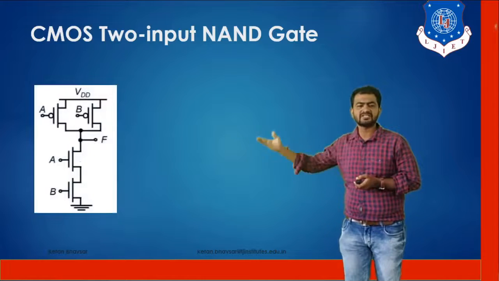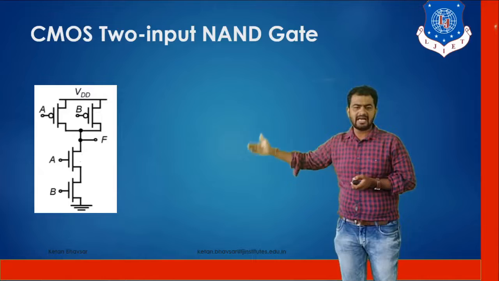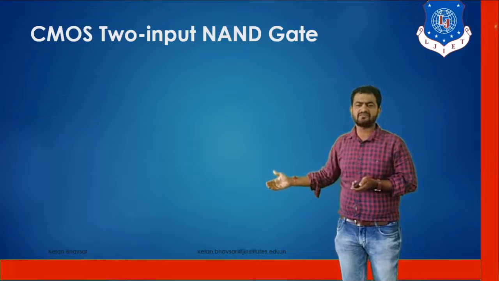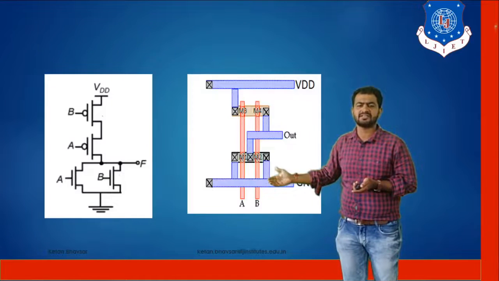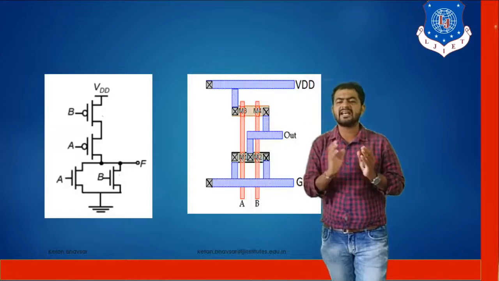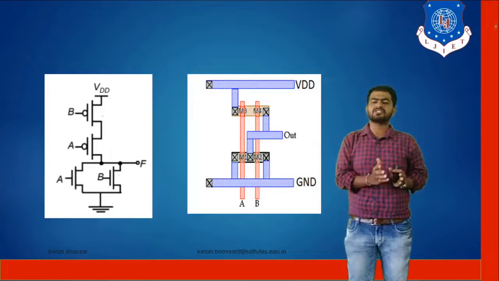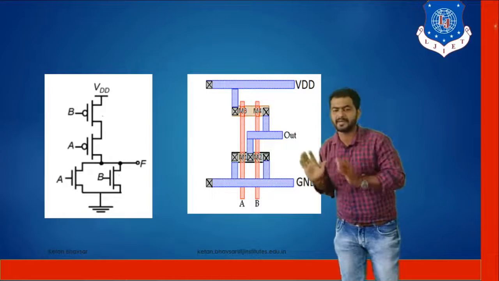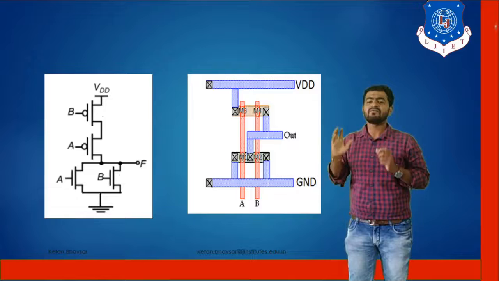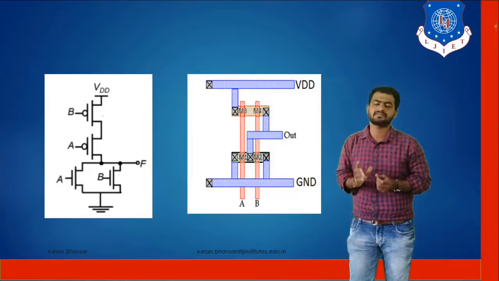Similarly for the NAND gate, as you can see, the two PMOS are connected in parallel and the NMOS are connected in series, and for the NOR gate the configuration is similar. The main rule is that if NMOS is in series, then PMOS is in parallel. If PMOS is in series, then NMOS is in parallel. These are the certain rules for designing NAND gate and NOR gate based circuits.